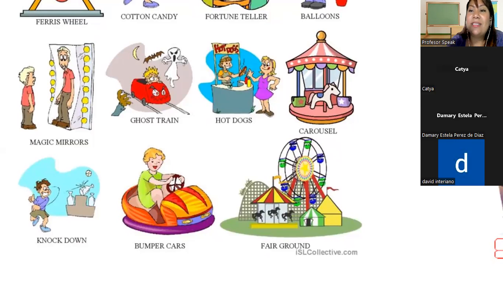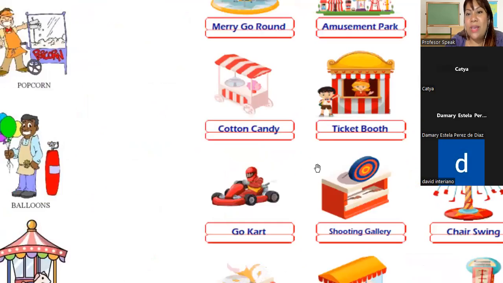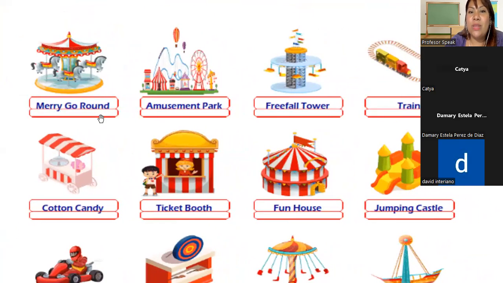Knockdown. What is a knockdown? I don't know. Idea or somebody? Okay. Botar los bolos con la pelota. There you go. That's a knockdown. Then we have the bumper cars. You know what is a bumper car, right? Carro chocón. Como la feria? There you go. Tenemos el merry-go-round. What is a merry-go-round? Carrusel. There you go. Amusement park, se puede decir como el funfair.